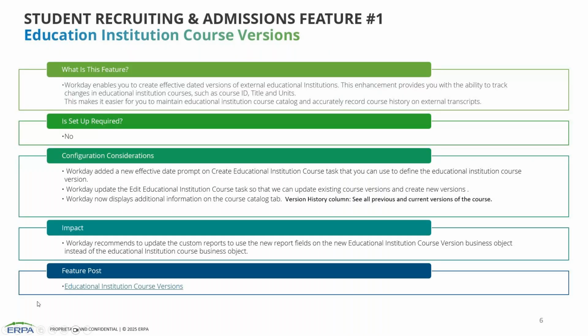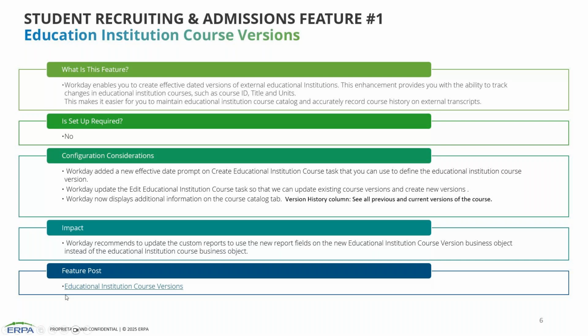Workday provides a feature with the ability to track changes in educational institution courses. Now it's easy to maintain a historical record for the educational institution course catalog. Workday added a new effective date prompt on the Create Educational Institution Course task, as well as the Edit Educational Institution Course task, so that course versioning can be defined.